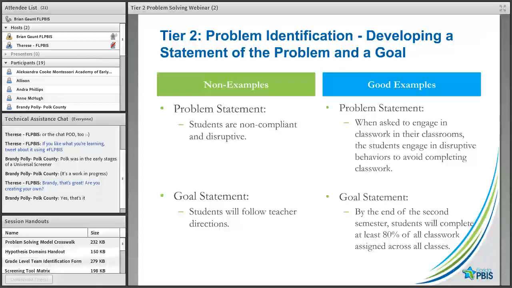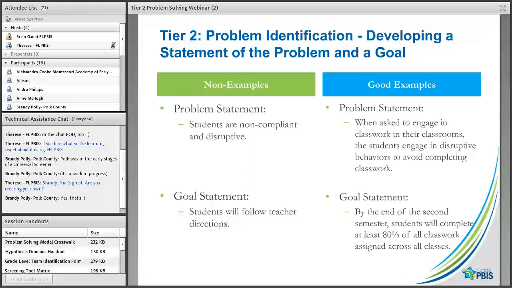But it also doesn't have a criteria. So let's look at the good example. By the end of the second semester, so there's the terminal deadline or the timeline, students will complete at least 80% of all classwork assigned across all classes. And so now we have a measurable goal. At the end of the second semester, we can look at the percentage of classwork that has been turned in.